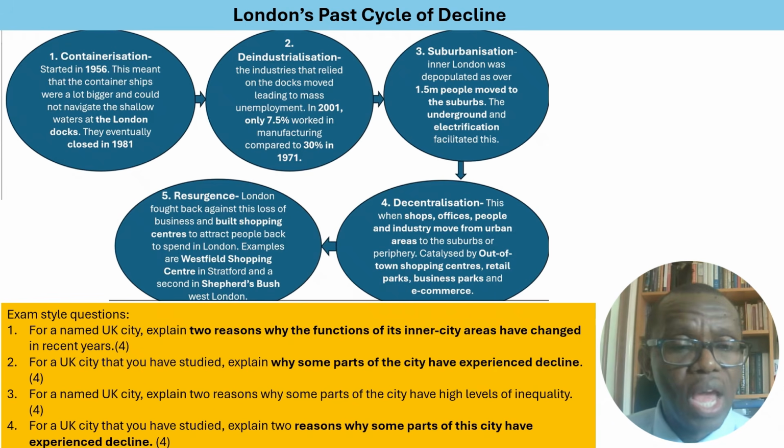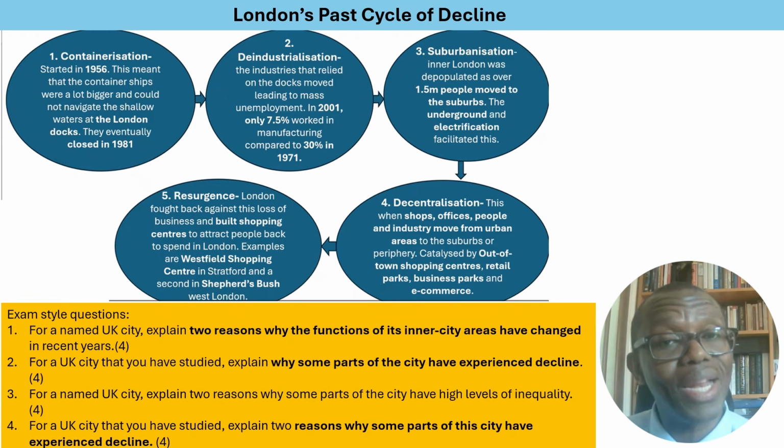Then for a UK city you have studied, explain why some parts of the city have experienced decline. So here you are talking about containerization and deindustrialization. And then for a named UK city, explain 2 reasons why some parts of the city have high levels of inequality. Now, of course, we also do know, and we shall look at later on, that some parts of the city have experienced resurgence. So they have been regenerated, or shopping centers, for example, have been built, and that obviously has brought some money back into those areas.